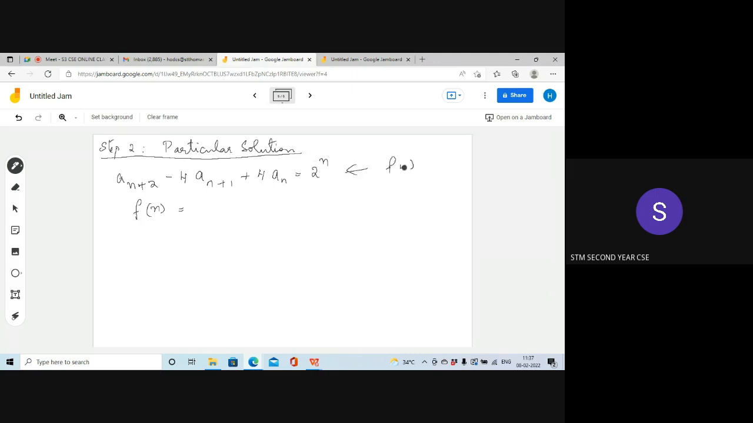That is, f of n is the function given on the right hand side. So f of n is equal to 2 raised to n. This is of the form a raised to n.